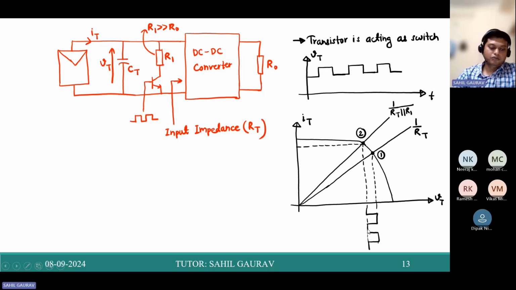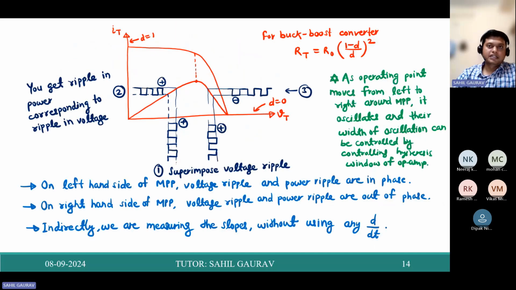So now we are going to use this concept only. So let us implement for this power curve. So again we are using this buck boost converter. So if you see on the left hand side of MPP, this voltage ripple and power ripple are in phase. So we will get ripple corresponding to the ripple in voltage. And on the right hand side, this voltage ripple and power ripple are out of phase.